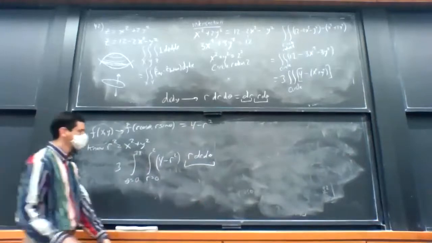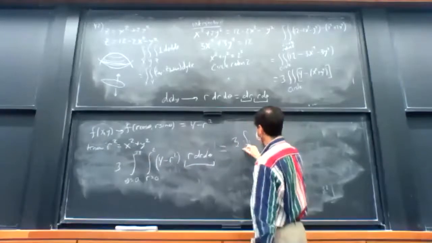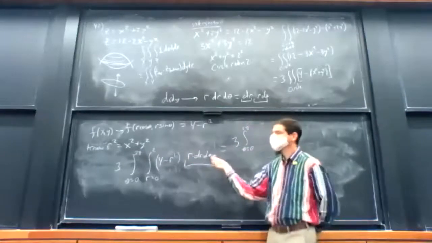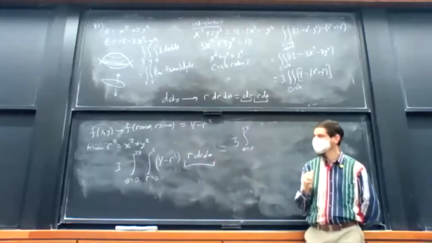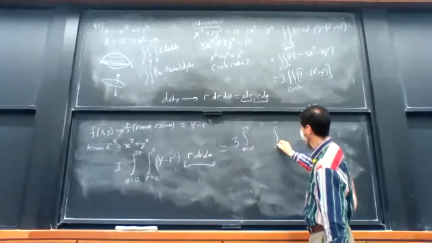So we can write this as a product of the theta integrals. We'll have an integral where theta goes from 0 to 2 pi. What's the function of theta? If I want to write this as a function of r times a function of theta, what's the function of theta?